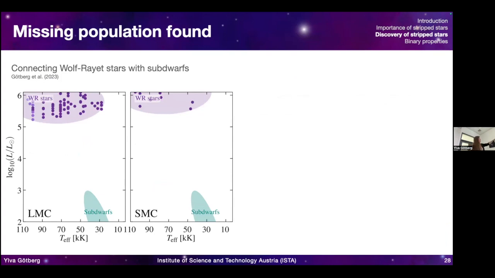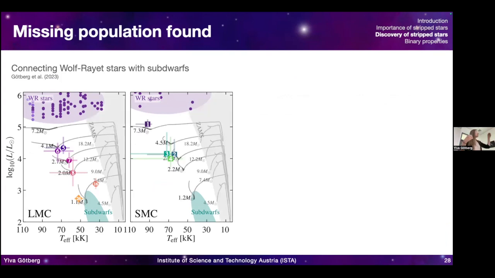And so here is for the LMC and for the SMC. For comparison, I have put some Wolf-Rayet stars and marked the rough location we expect for subdwarfs. This is where these objects end up. So it's somewhere in between the subdwarfs and Wolf-Rayet stars. And if we overlay stellar evolution models, this also seems to overlap with roughly the central helium burning during the stripped star phase. Apart from maybe star 16, I think it's a little bit inflated, probably during the contraction phase.